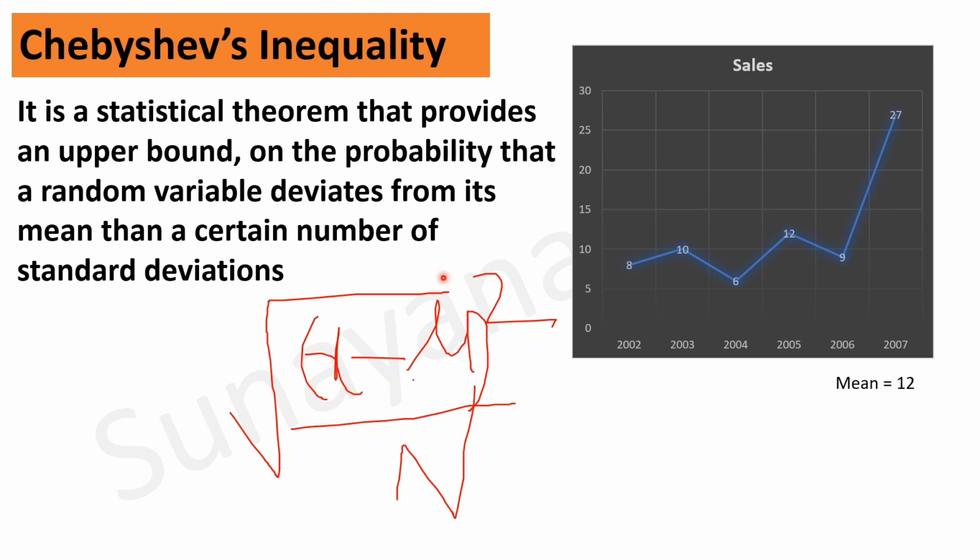So now let us learn once again the definition. It is a statistical theorem that provides an upper bound on the probability that a random variable deviates from its mean by a certain number of standard deviations.